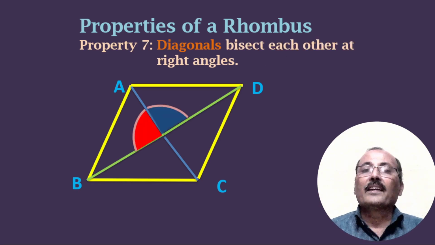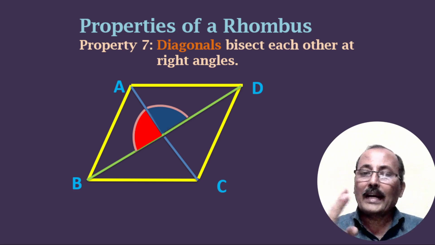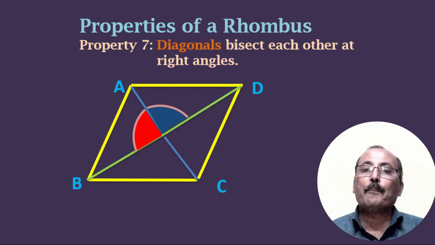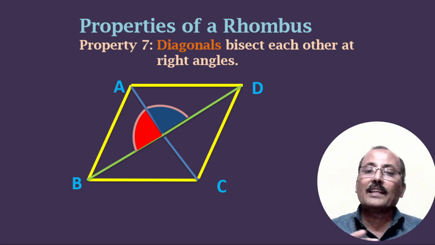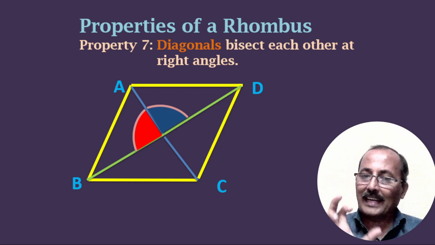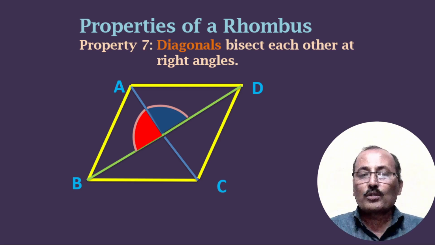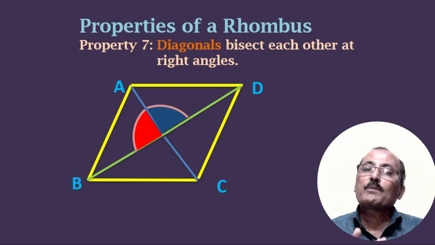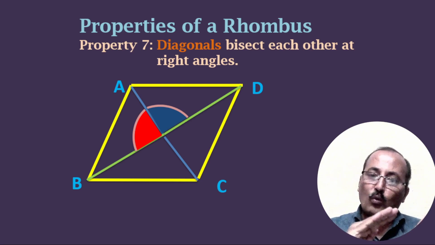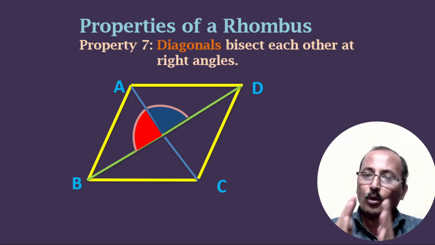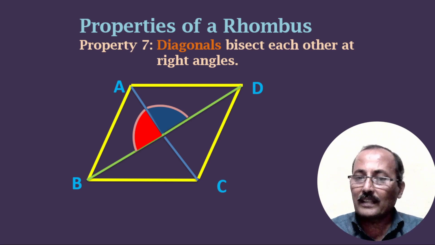Property number 7. Diagonals bisect each other at right angles. Here these two angles are there over ABD. That means BD is a straight line, that is a diagonal. The two angles are side by side. Suppose the two angles form 180 degree. Suppose one overlaps the other, that means both are equal. How to prove? If both are equal, then automatically you can prove that they are 90 degree.